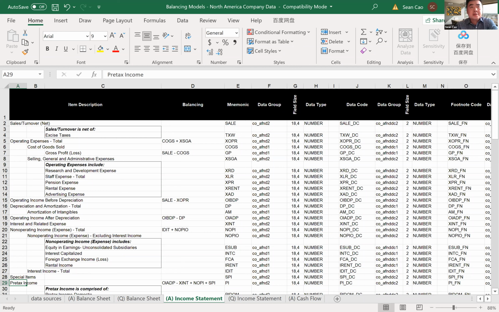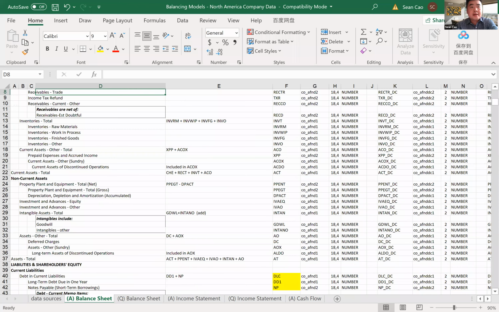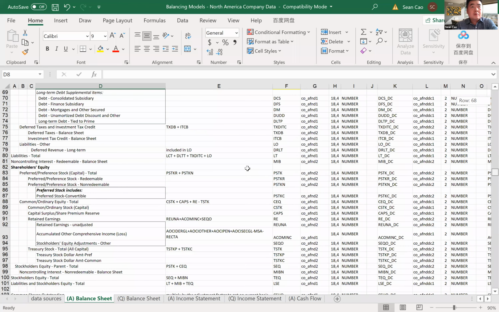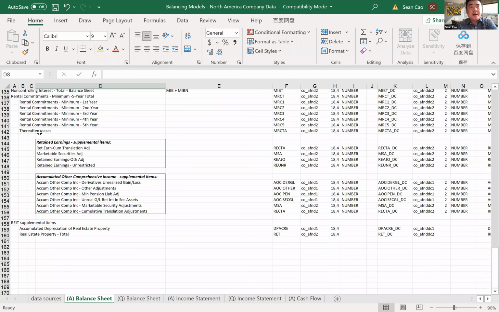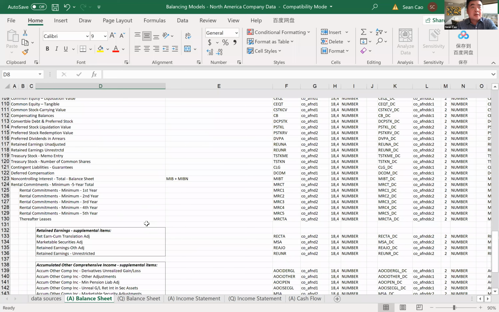I want to make the case a little bit more complicated. Let's look at the balance sheet, which is also complicated. We start from the current assets: cash, short-term investments, receivables. Then you have non-current assets. How many variables do we have? About 124 variables from the balance sheet, and about 120 variables from the income statement.